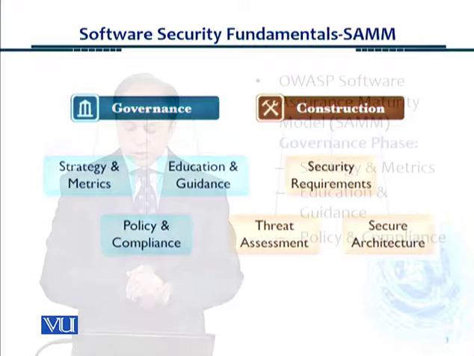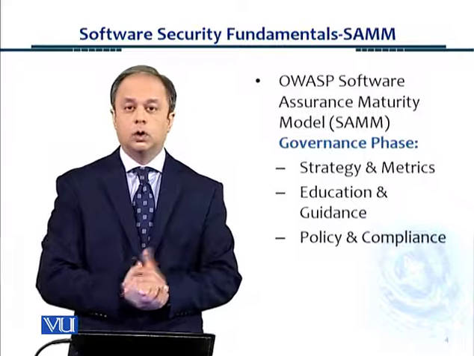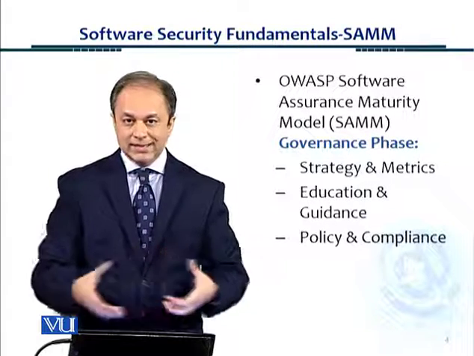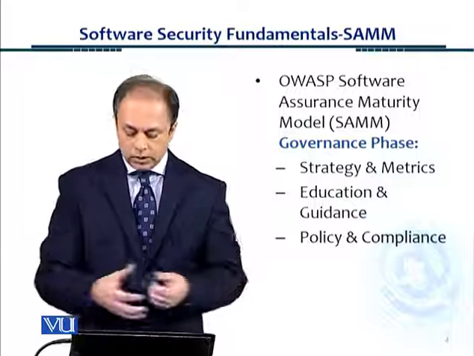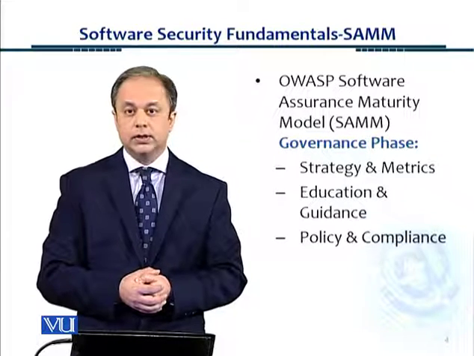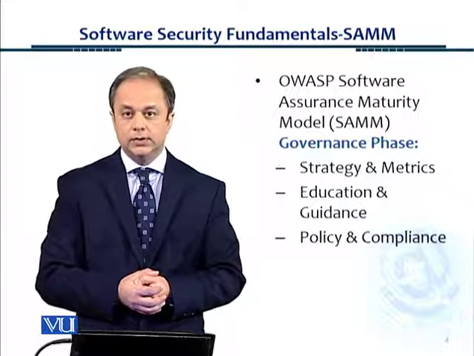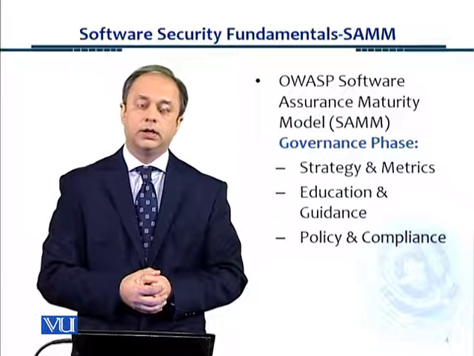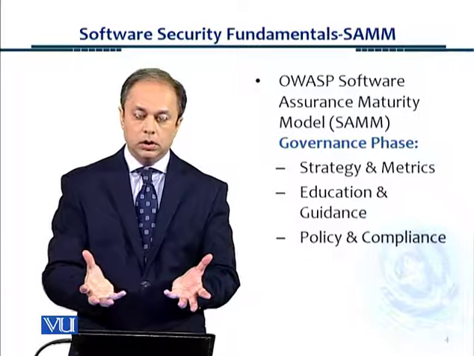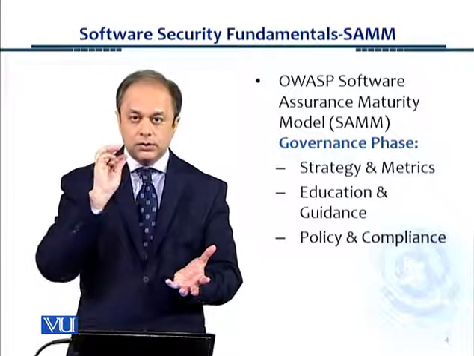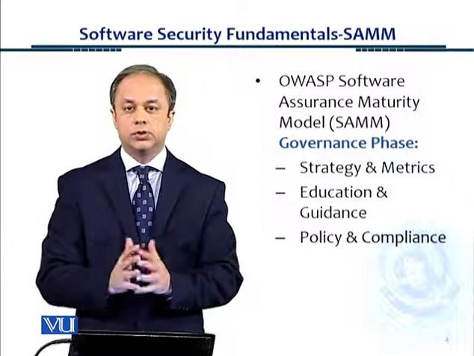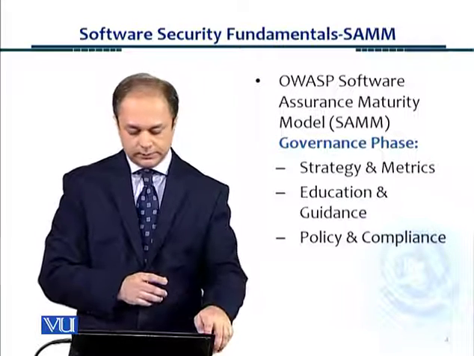Now, the OWASP Software Assurance Maturity Model, or SAMM, governance phase lays the important fundamentals, and it has 3 security practices: strategy and metrics, education and guidance, and policy and compliance. And our effort will be obviously that while we build our software security model, we want to align the software security hardening according to the principles which are mentioned in these security practices.